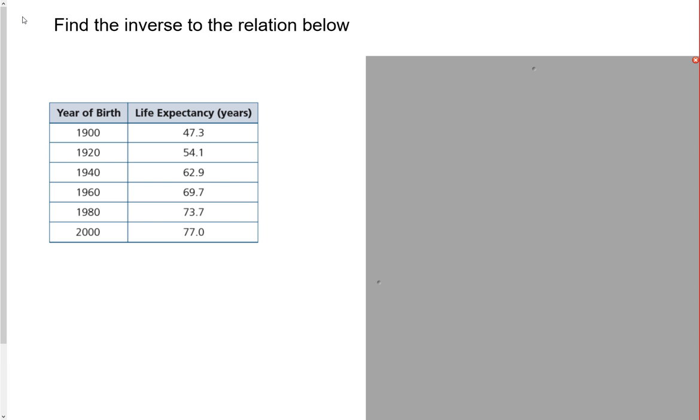Okay, here's our third kind. This one is a table of values. So we're using a table of values for this one. We want to find the inverse for this relation below. So this is our life expectancy based on date of birth.